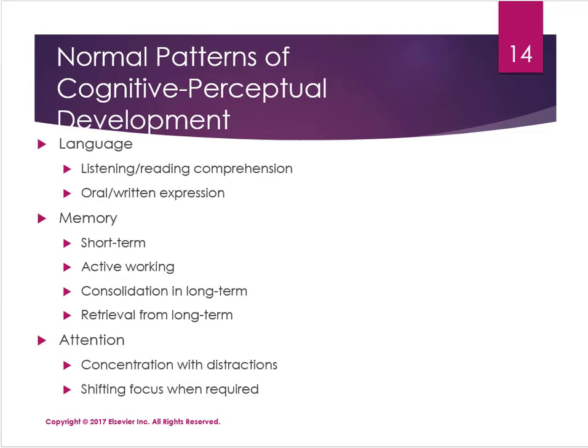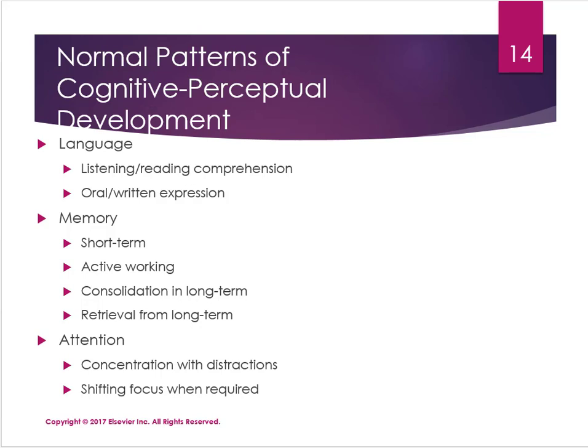So with language, we have listening and reading comprehension. We also have oral and written expression. In memory, there are 4 different levels of memory, the first being short term. Then we have active working memory. We have consolidation in long term. And then we have retrieval from long term. And these all play a critical role in the learning abilities of the child as they move through school.